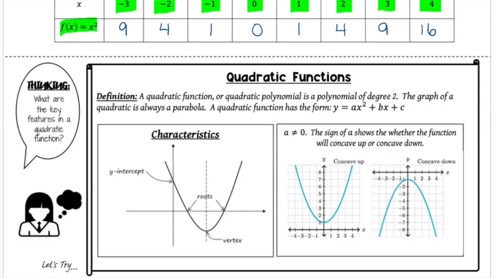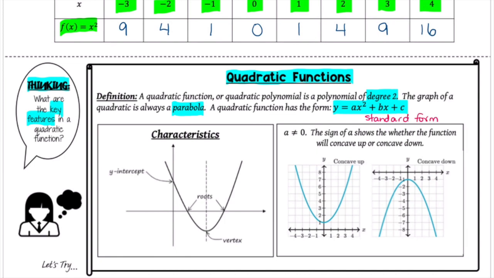Our thinking for today: what are the key features in a quadratic function? A quadratic function or quadratic polynomial is a polynomial of degree 2. The graph of a quadratic is always a parabola. A quadratic function has the form y equals ax squared plus bx plus c. This is known as standard form.